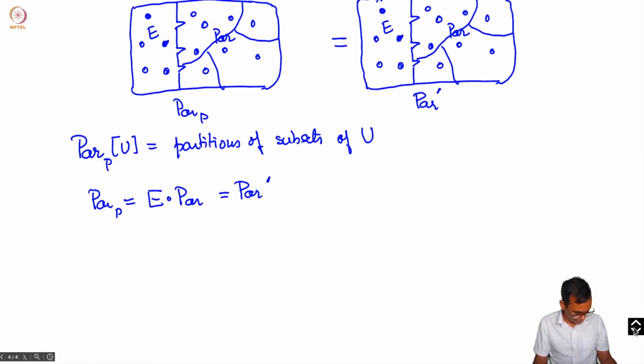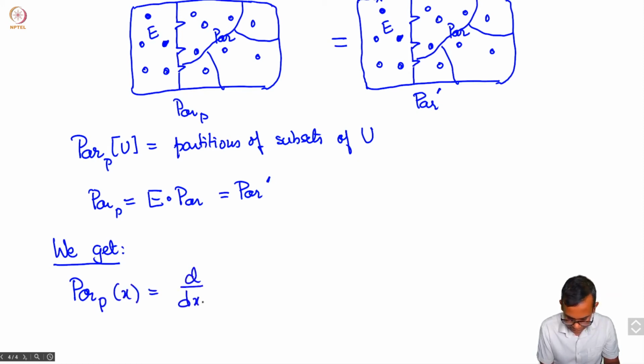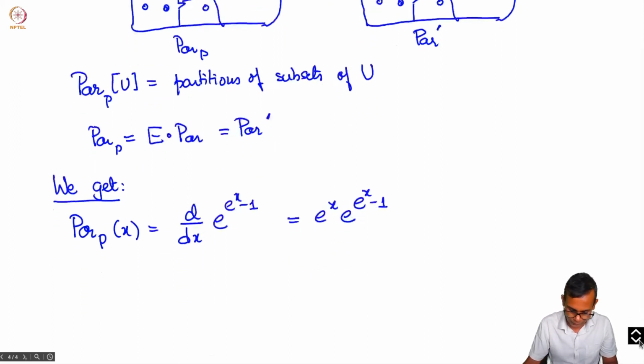And this has some interesting consequences for generating functions. We get Par P of x is d/dx of e to the x minus 1, but that is also the generating function of E dot Par, which is e to the x times e to the power e to the x minus 1. But you can also check this identity in calculus using the chain rule, but here is a combinatorial proof of this.